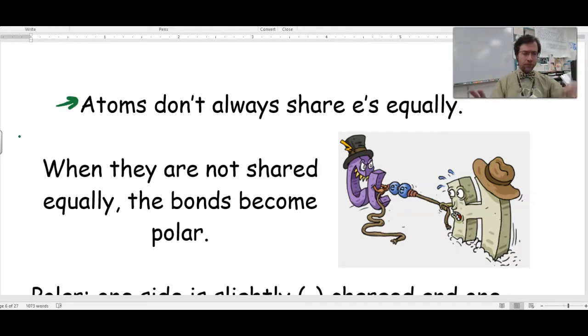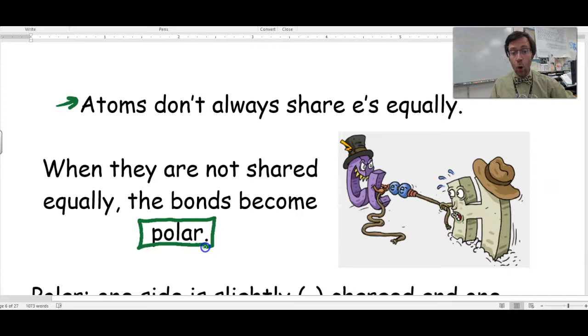So when they're not shared equally, we get this pretty trippy thing called polarity. The bonds become polar, okay? When they're not shared equally, the bonds become polar. And what that means is that they're not shared equally. If electrons are not being shared equally, that means they're probably spending more time over with one atom than the other. And if electrons are over there more often than on this side, that side's probably going to be a little more negative. And what do you know? That's exactly what happens.